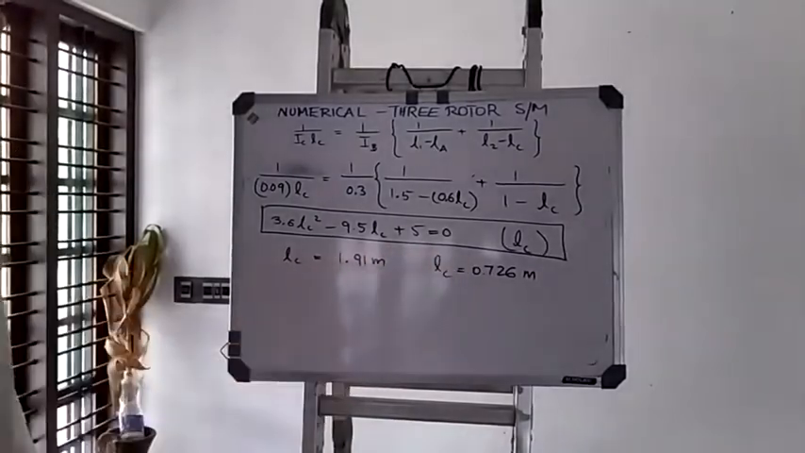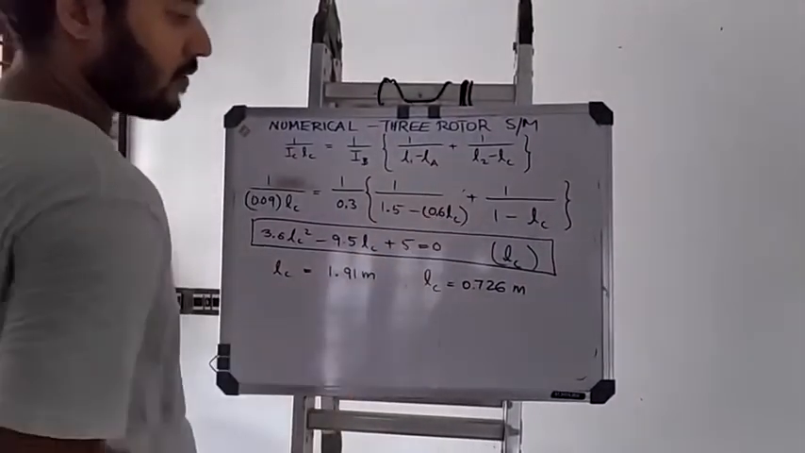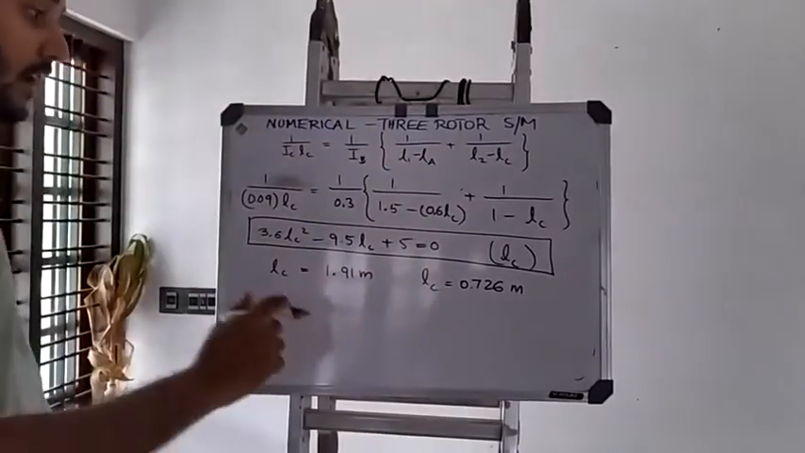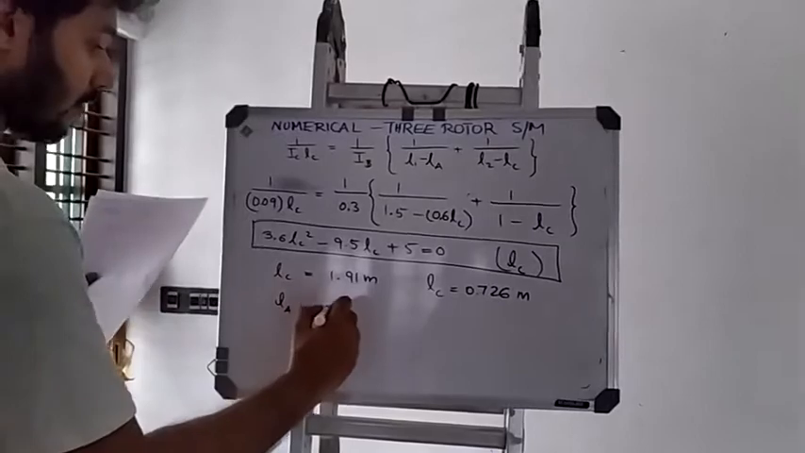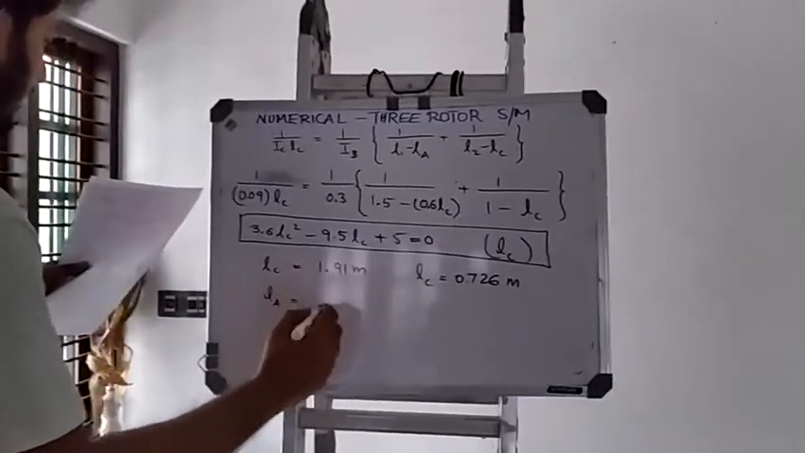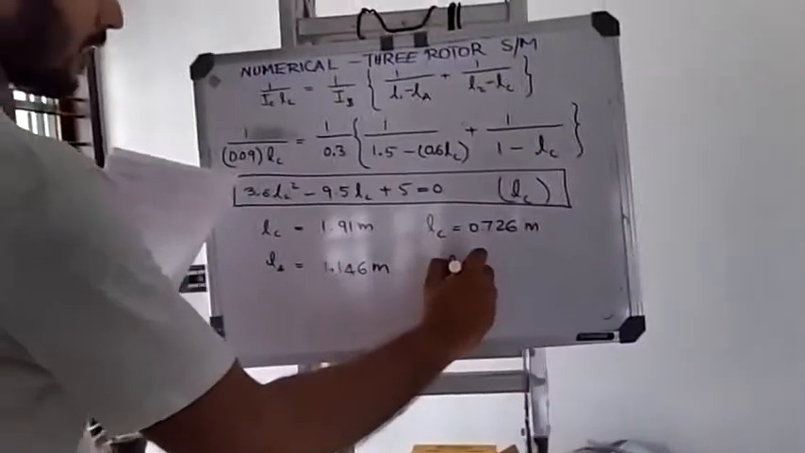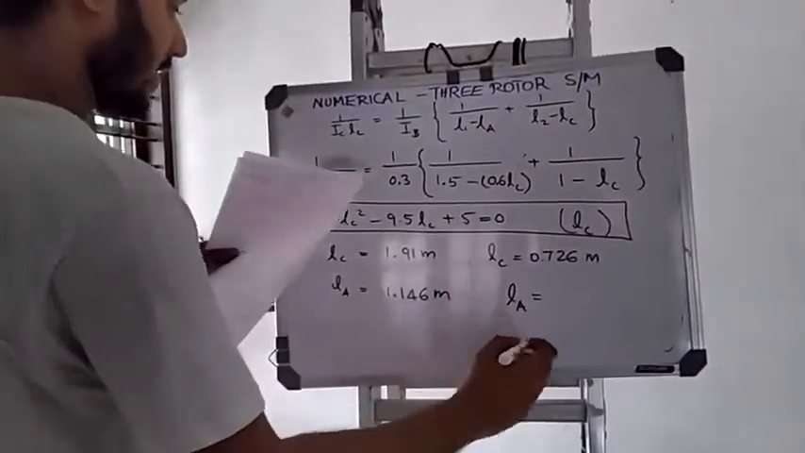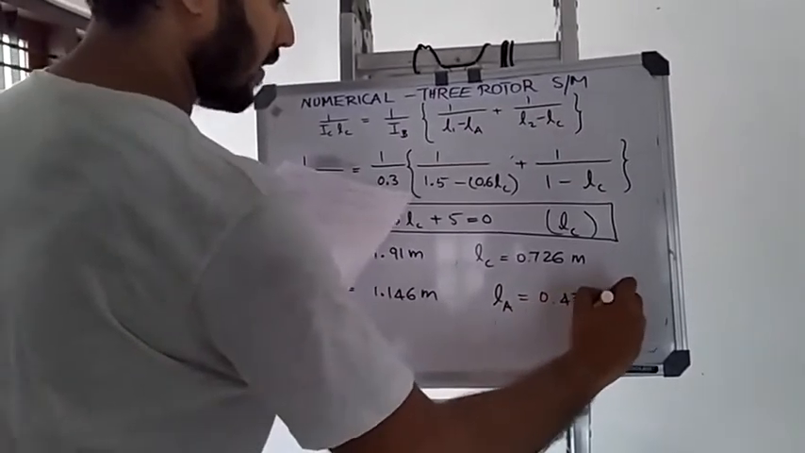Solving this quadratic equation, you will obtain two values for LC. Now if you have two values for LC, correspondingly LA is written as 0.6 LC. You will definitely have two values for LA also. Now LA will be obtained as what? Corresponding to 1.91 LC, you will obtain 1.146 meter, and corresponding to the other value of LC, you will obtain LA equal to 0.4356 meters.